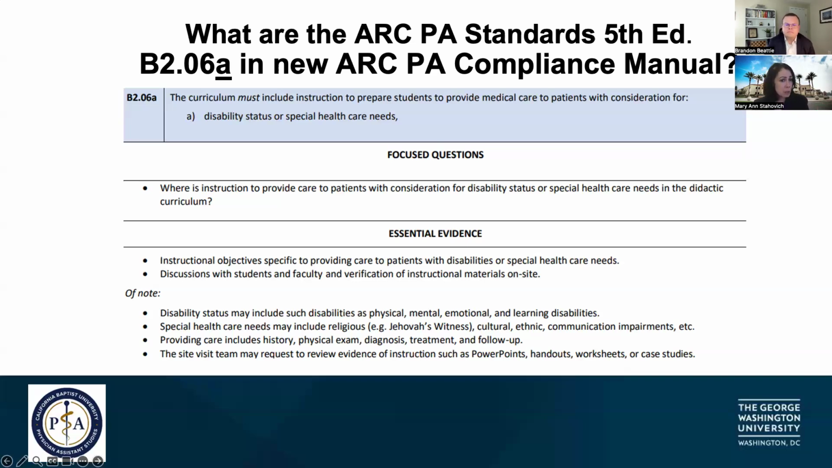Moving upwards, I do want to also mention that of note, the disability status can include disabilities, whether they be physical or mental, emotional, or learning disabilities. And because there are a number of veterans that do happen to have a disability, veterans with disabilities also would help to meet the standard if they are incorporated into the curriculum.